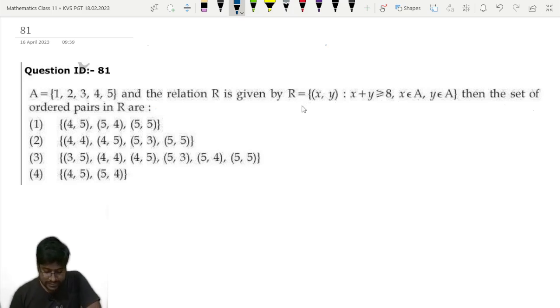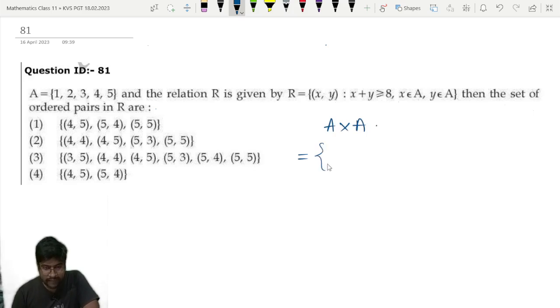They have given it in set builder form. We have to write it in tabular form, by listing all the elements of R. So if A is equal to 1, 2, 3, 4, 5, then we know that a relation R is a subset of A cross A. Okay, R is a subset of A cross A. So for that reason, we will find just quickly what will be A cross A.